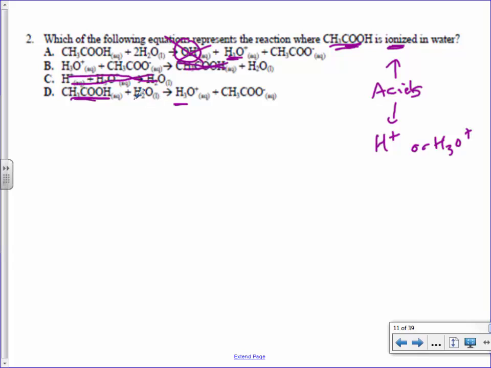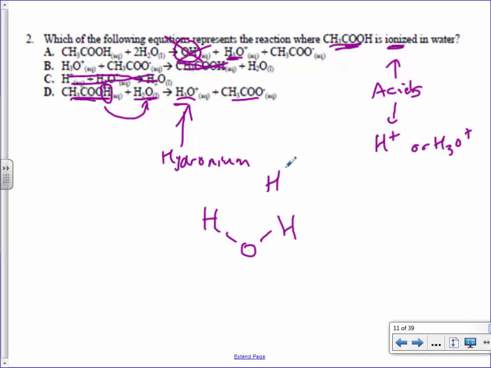This is the way we would write something being ionized. This H right here is going to break off and attach itself to the water, forming this compound here. If you've forgotten, it's called hydronium. Hydronium. The example I like to give for hydronium is that it's a water molecule with an extra H+. Do you guys remember what H+ is?